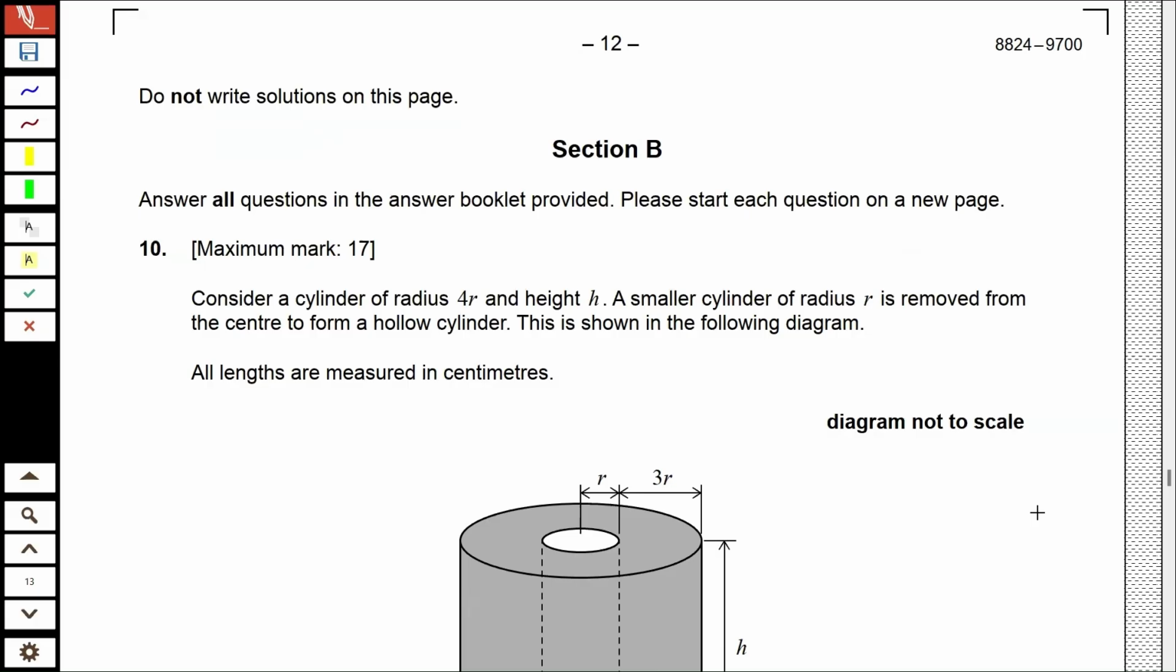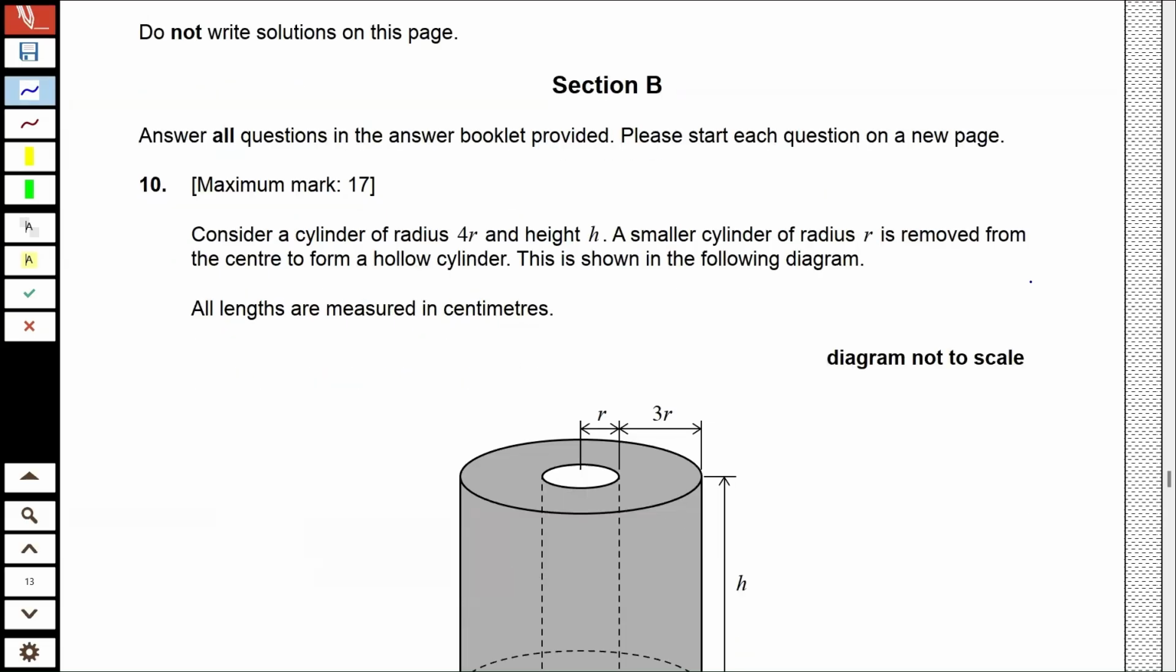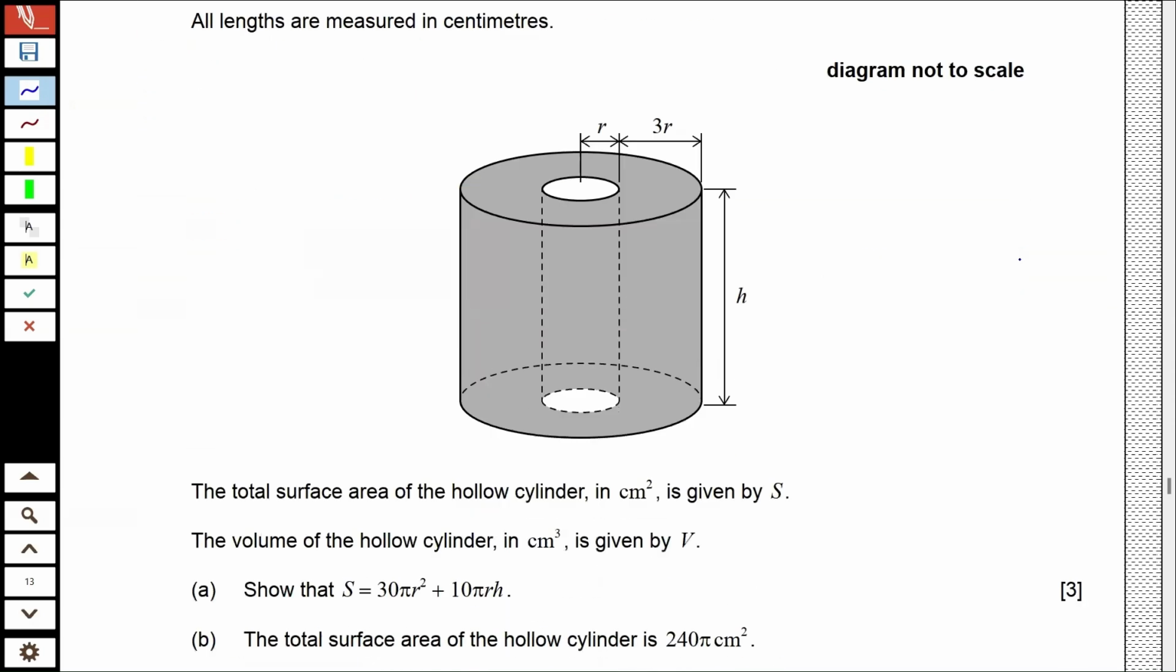This is section B. These questions in here have the highest marks, so we need to be careful. For example, this question has maximum mark 17. Start with this. Consider a cylinder of radius r and height h. A smaller cylinder of radius r is removed from the center to form a hollow cylinder. This is shown in the following diagram. All lengths are measured in centimeters.